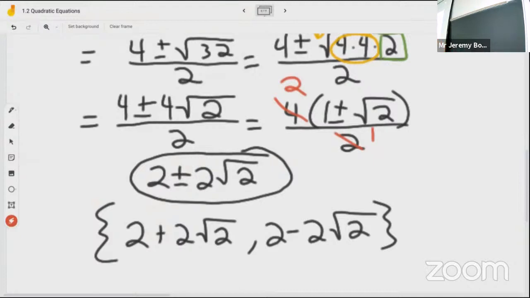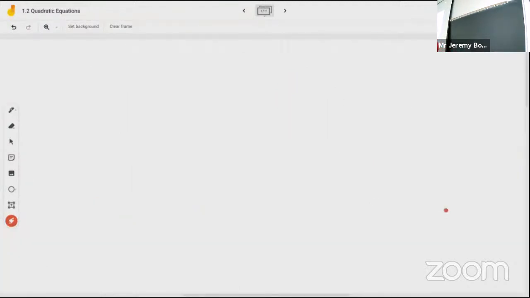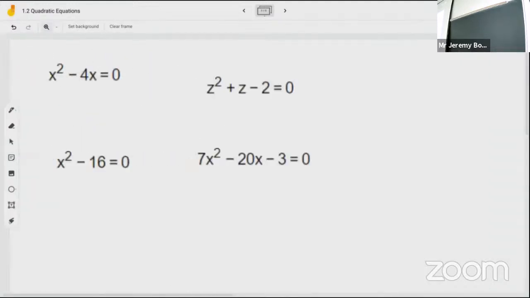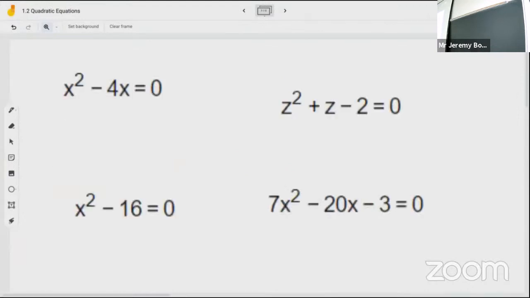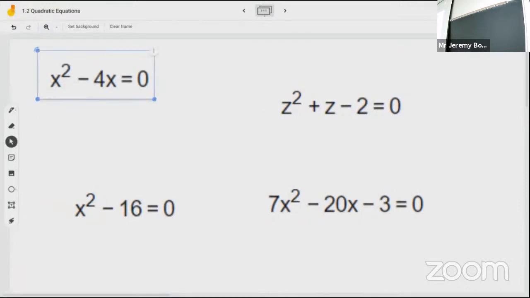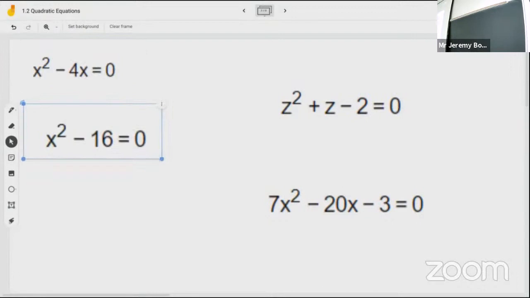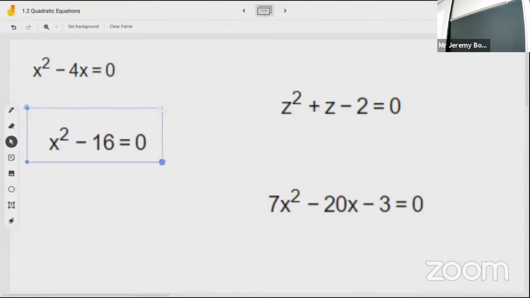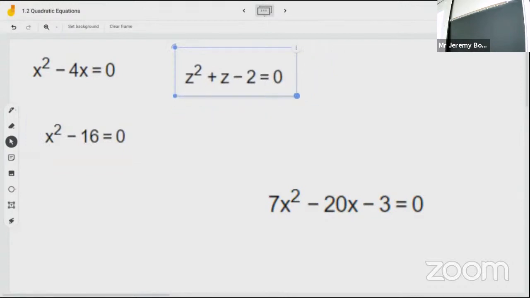That's it for the notes. Let's see what else we got. I think I put this one on its own page. Yeah. So that's a problem I want to use. Let's try some of these then. You can use whatever method you want. We've got the square root method, we've got factoring, we've got the quadratic formula. Any one you want to use. So try out these 4. We'll give y'all some time, and then we will go over.